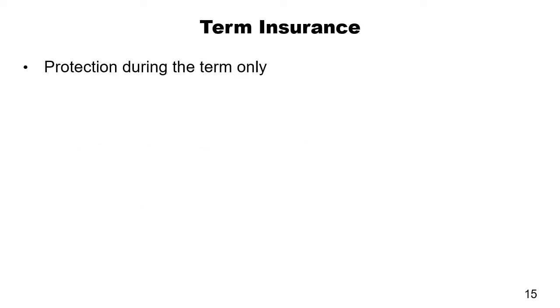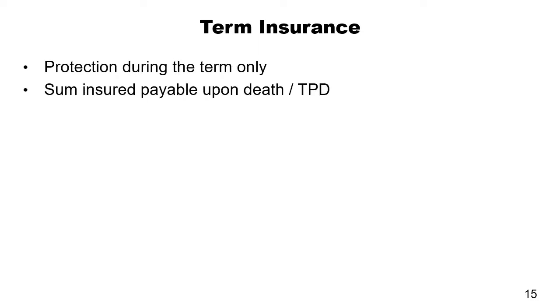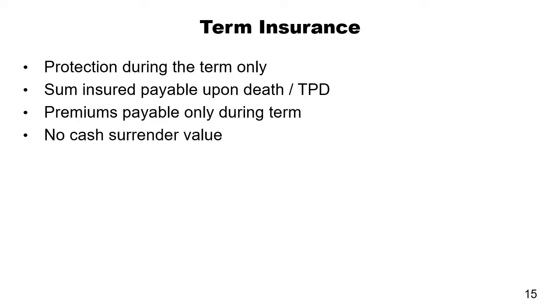Term insurance. The protection is during the term only. The sum insured is payable upon death or TPD. The premiums are payable only during the term. There's no cash surrender value. It gives maximum protection at a low cost.